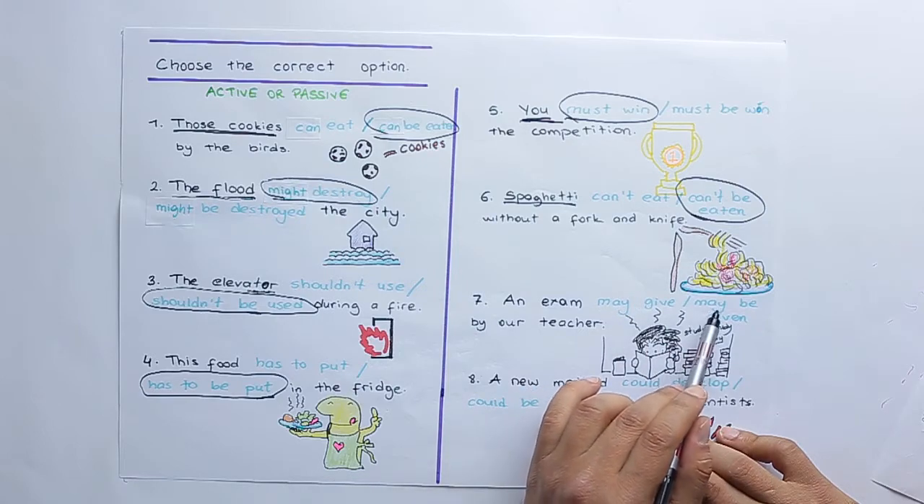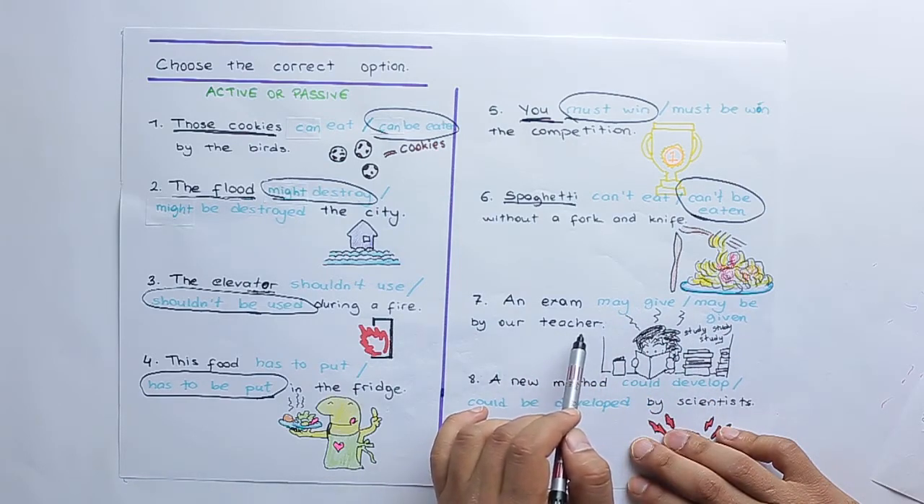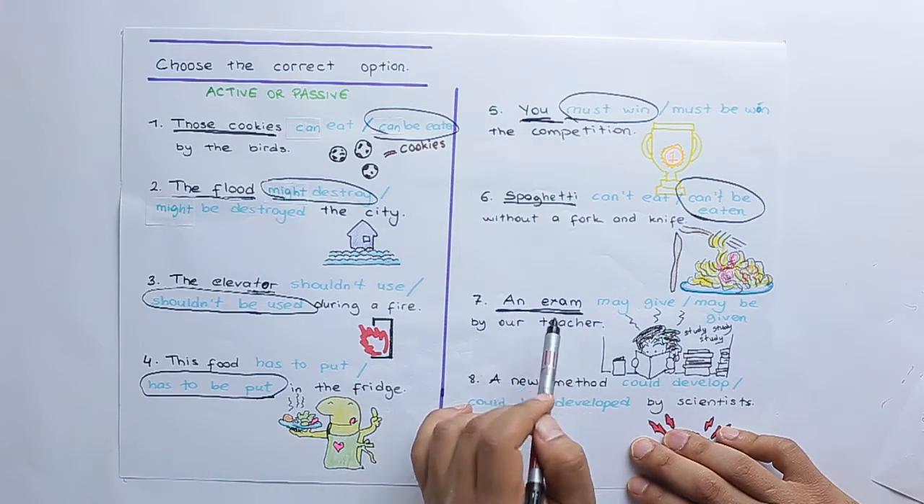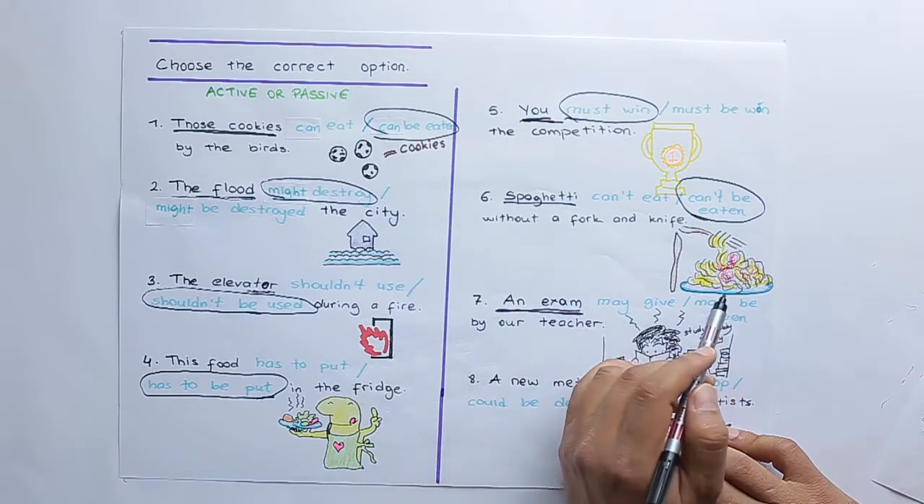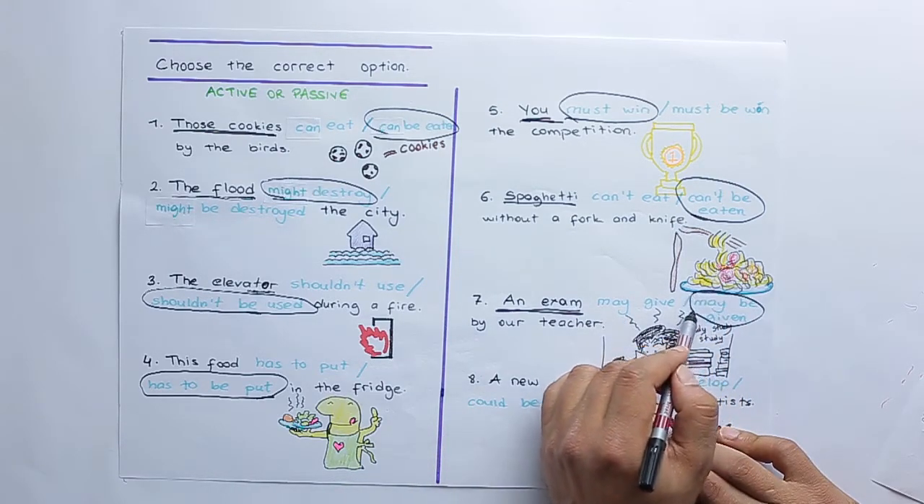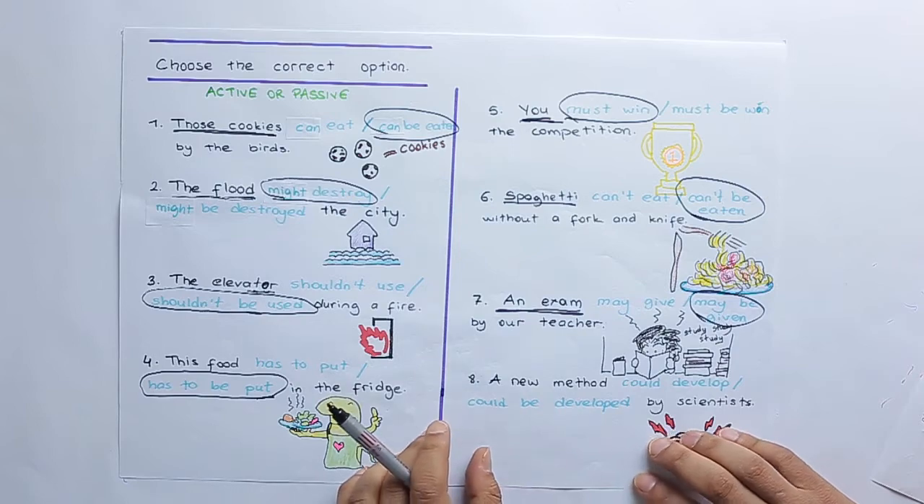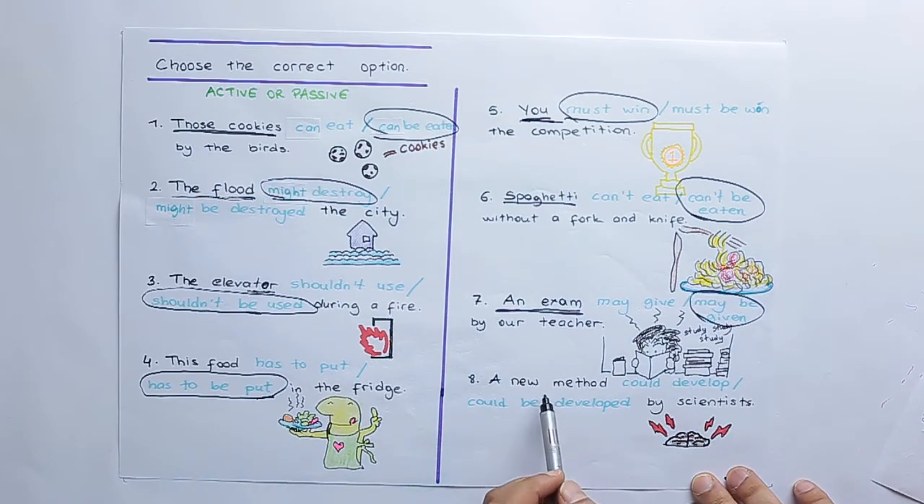An exam may give or may be given by our teacher. Do you think that an exam can do an action? No. Because of that, that is a passive form. An exam may be given by our teacher. Lastly, a new method could develop or could be developed by scientists. A new method could be, of course, developed by scientists.